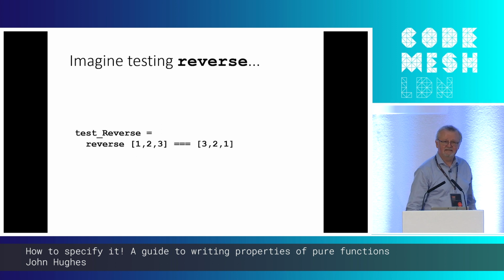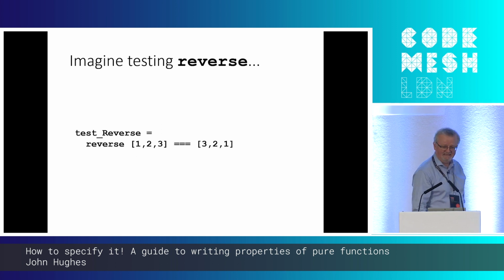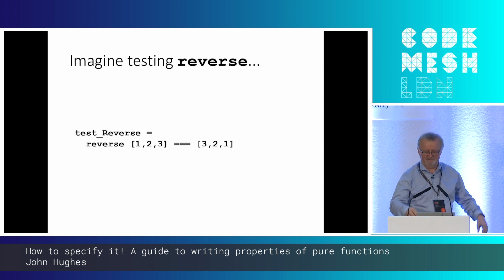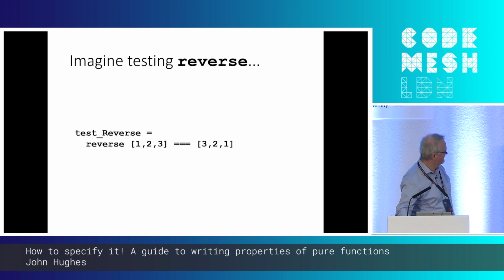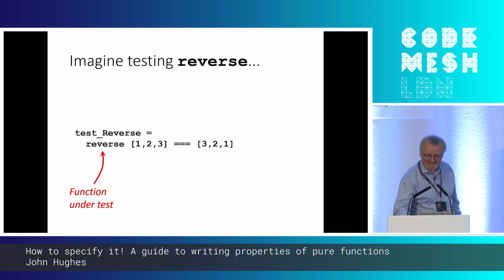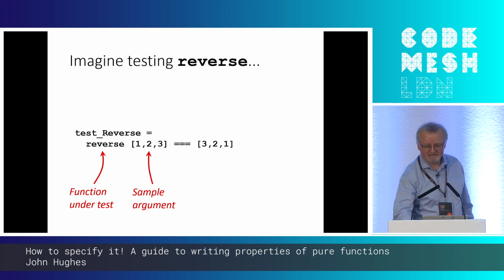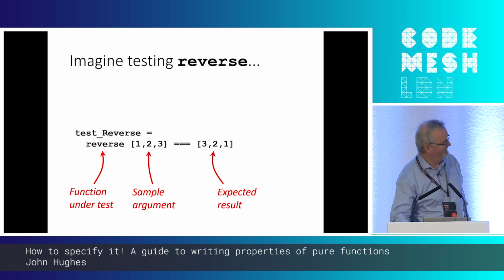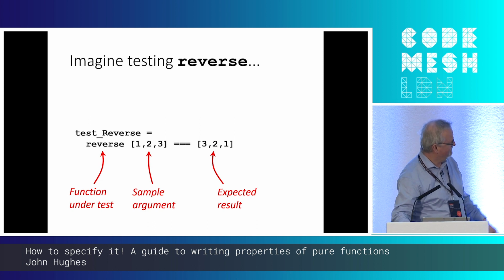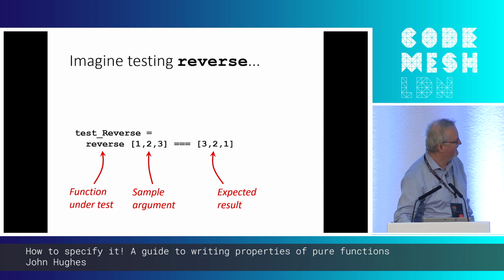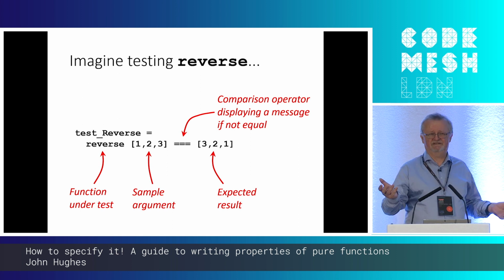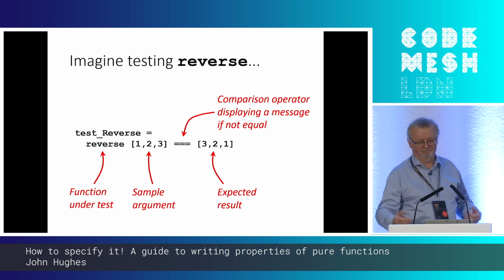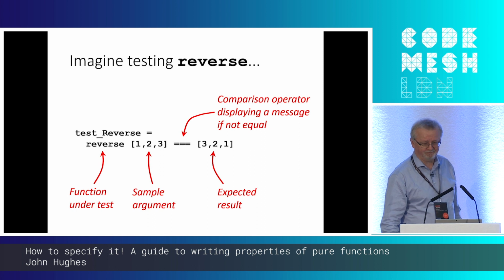We could all write this. Just a standard kind of unit test. Everybody in this room has written thousands of them in their lifetime. So we just call the function that we want to test. We give it a sample argument. We predict the expected result, and then we compare the two. And that triple equals, that's an operation from Haskell QuickCheck that you can think of as assert equals. It's going to display an error message if the test fails.